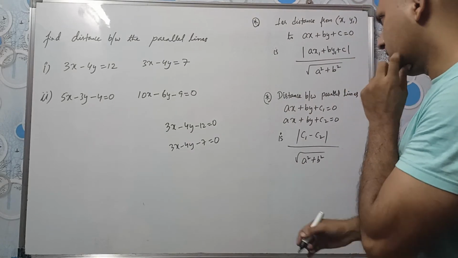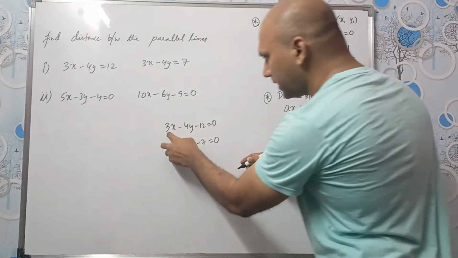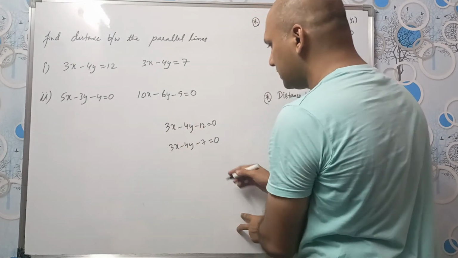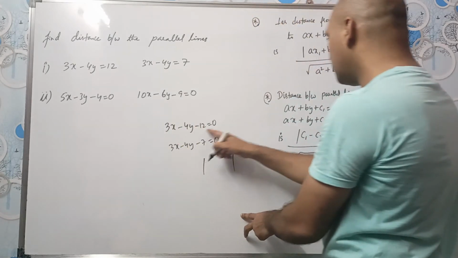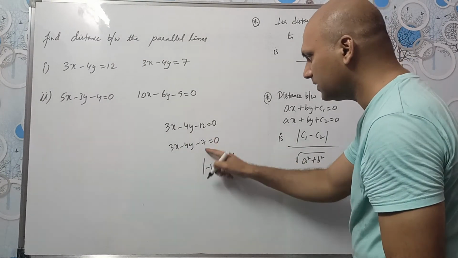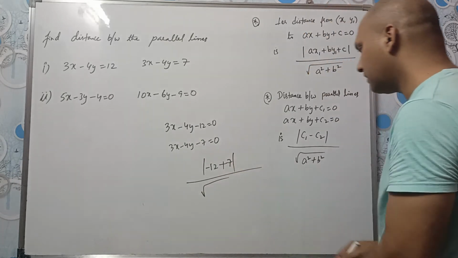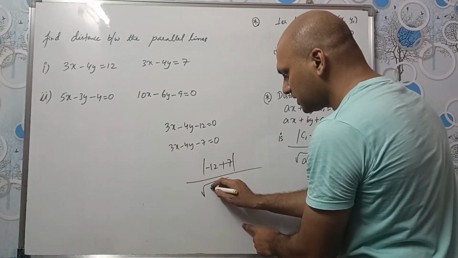We need to find the distance between parallel lines, so C1 minus C2. The x coefficients and y coefficients are same. So C1 minus C2 is minus 12 minus of minus 7. This is C1, this is C2. So this will become plus 7 divided by root of a square plus b square. That is, 3 square is how much? 9.